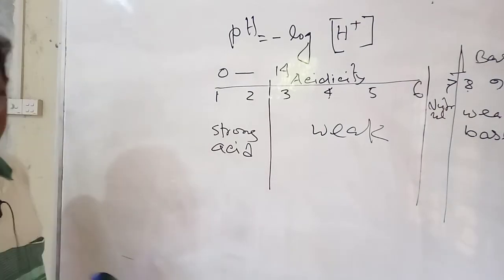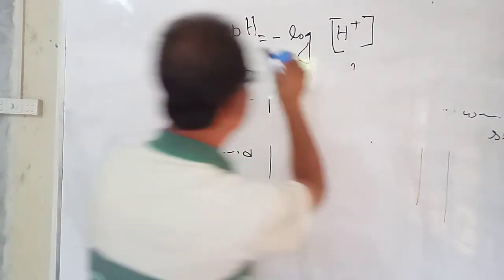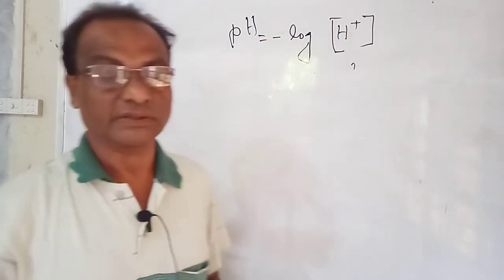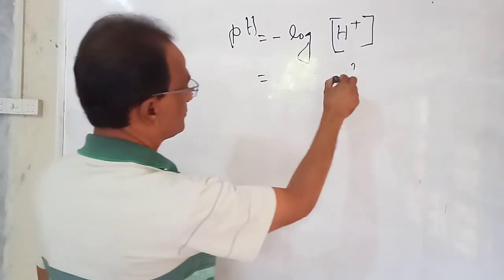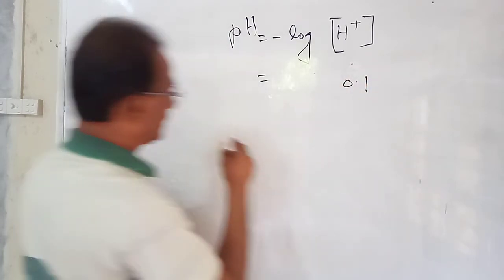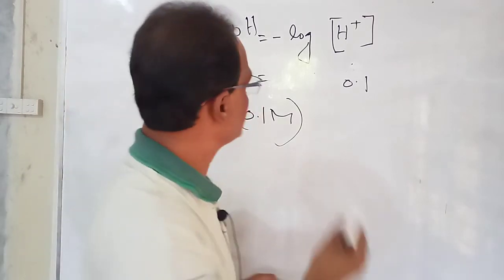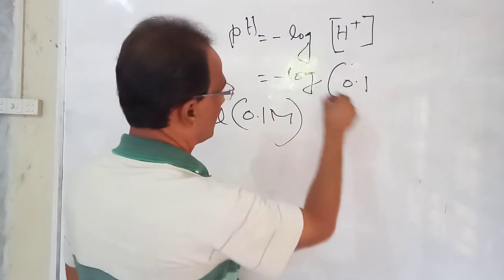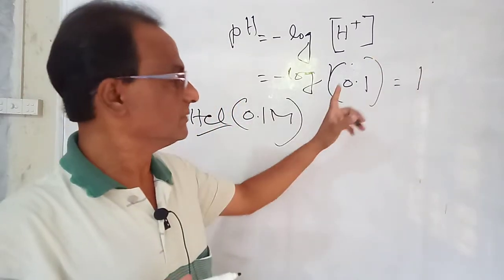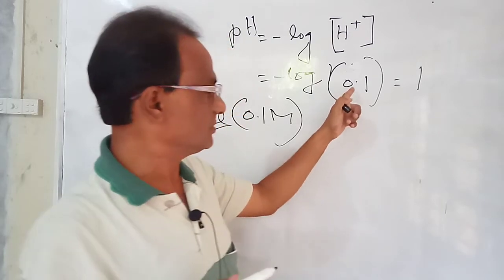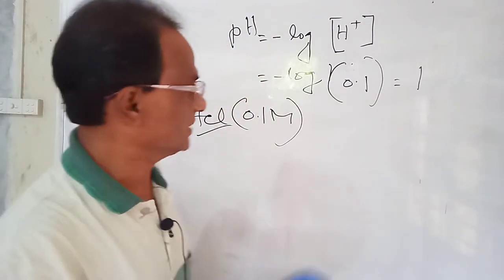Again, suppose what will be the pH of hydrochloric acid of 0.1 molar? Hydrochloric acid of 0.1 M, what will be the pH? That is minus log 0.1, we will have 1. It is hydrochloric acid, so it is a strong acid. If we change the concentration to 0.02, the pH will be larger, and so on. So this is the pH.